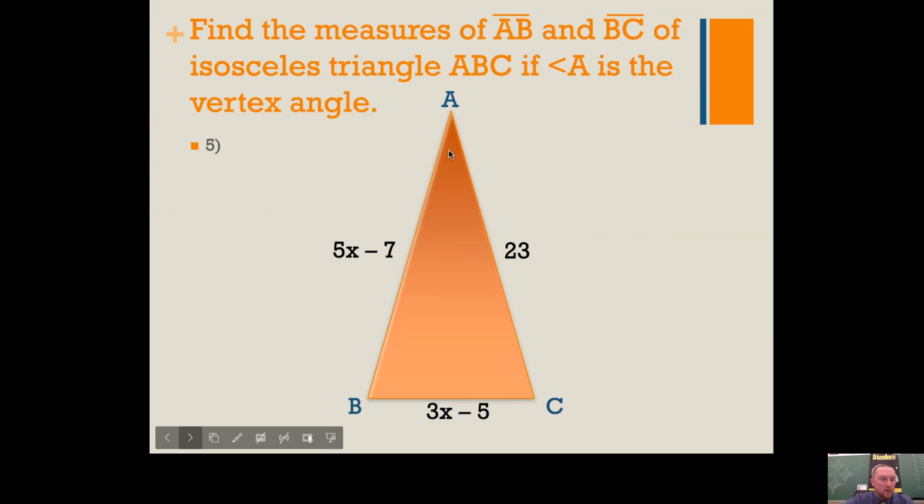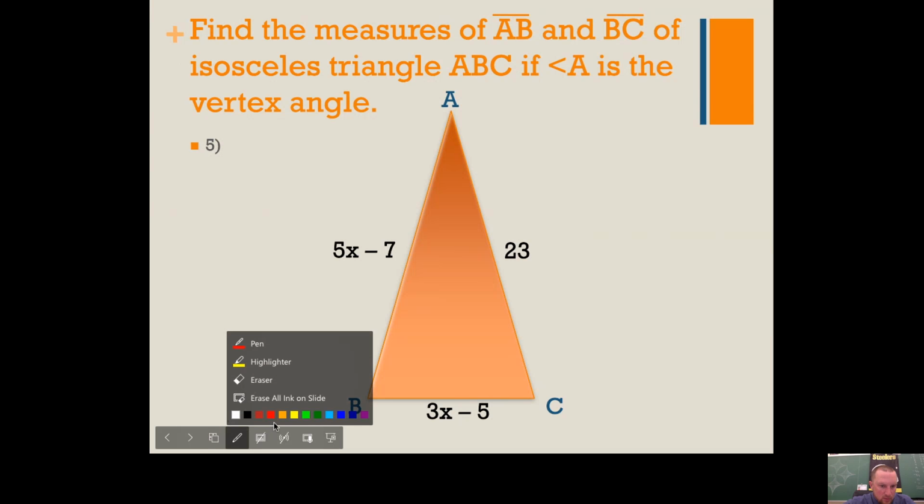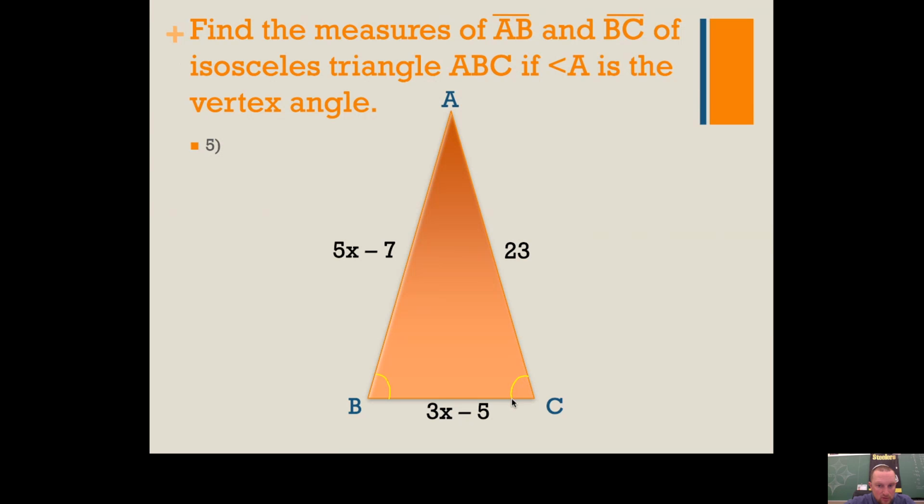So here's what you know. If angle A is the vertex angle, and it's an isosceles triangle, then we know that these two angles are the base angles, and those are the ones that match. And if those are the base angles, then this is the base. So if this is the base, these are the legs. So 5 times a number minus 7 needs to be the same thing as 23. Both of these legs are 23. So we know that 5x equals 30. So 1x equals 6.